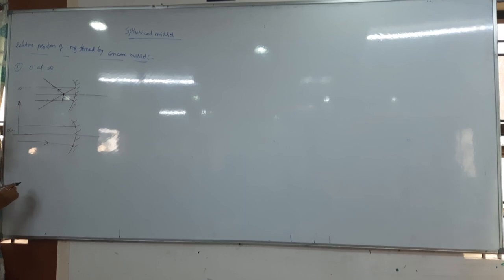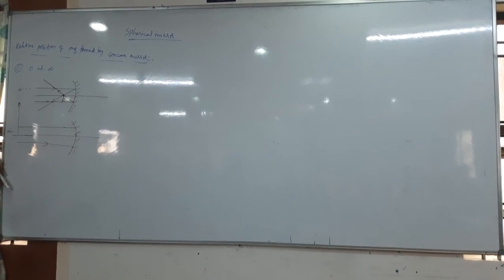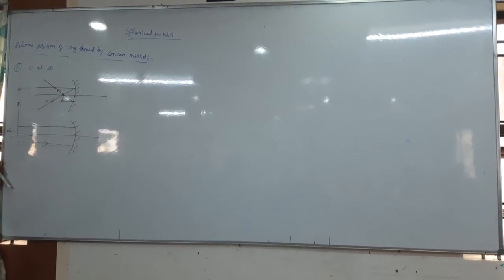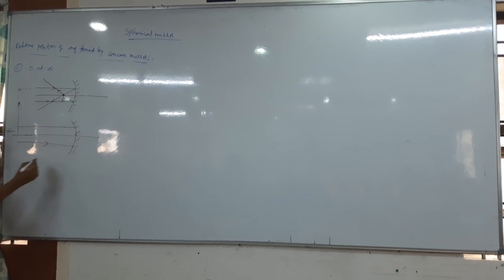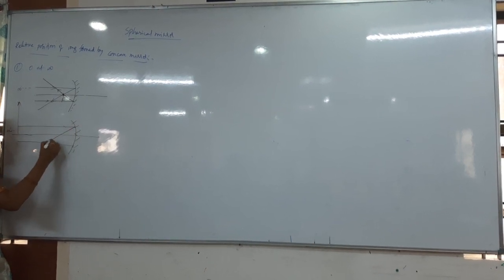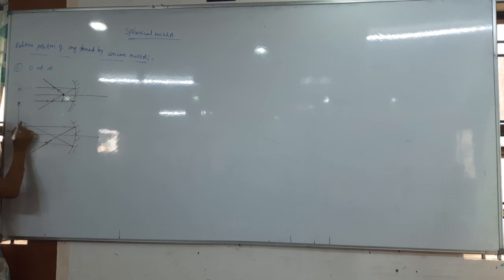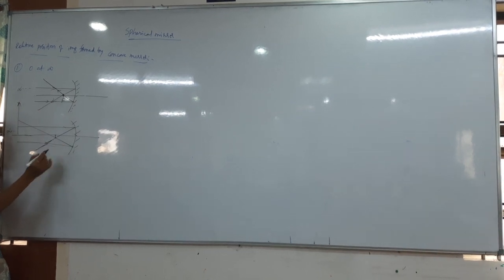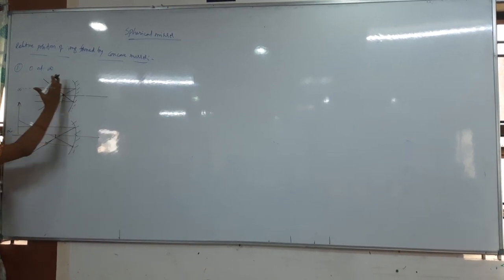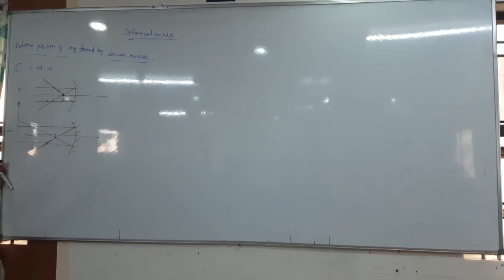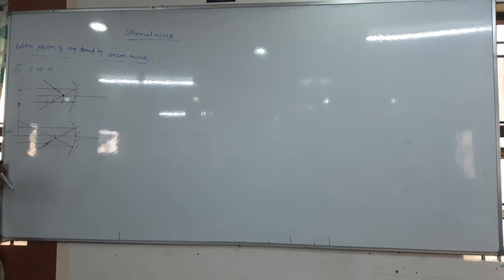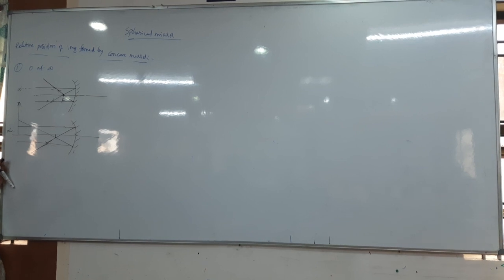At that time what happens? From where will they pass? Focus only. But if I take the enlarged object, they will pass through the focal plane. What does the focal plane mean? The focal plane is the plane at the focus point. The plane which is passing through the focus point is known as the focal plane.